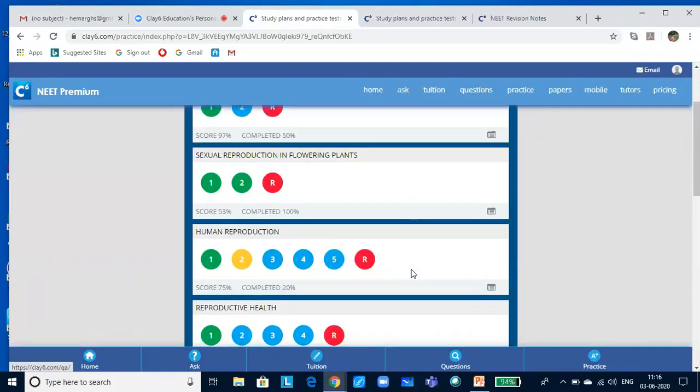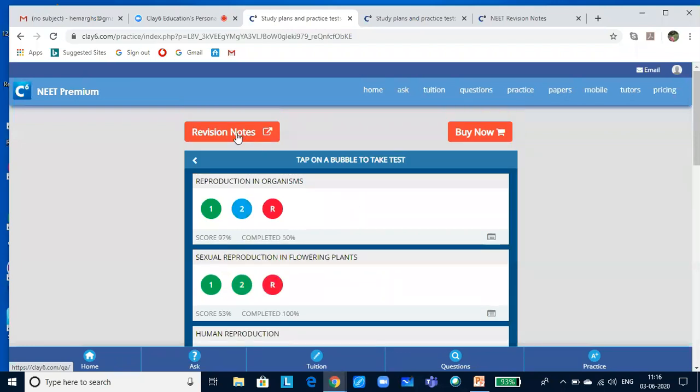Once you have completed all the tests, you can take a red bubble test, that is a randomized test, wherein questions will be asked of different difficulty levels, and it will also help you to analyze whether you have understood the concept and you are able to apply the concept.